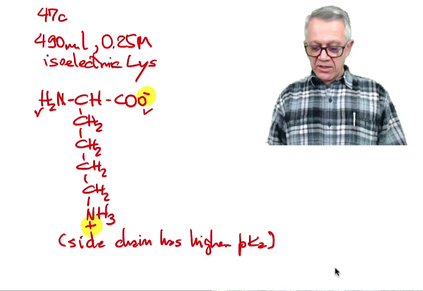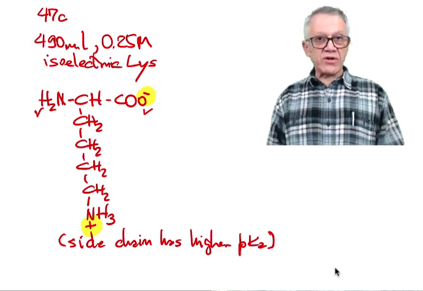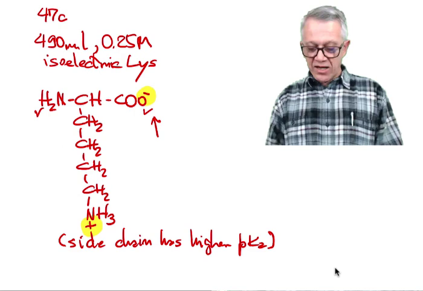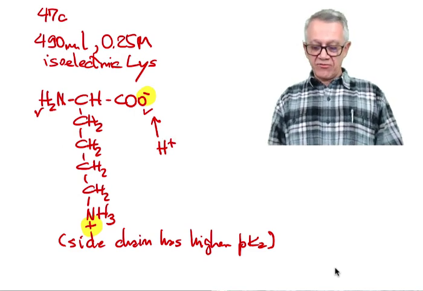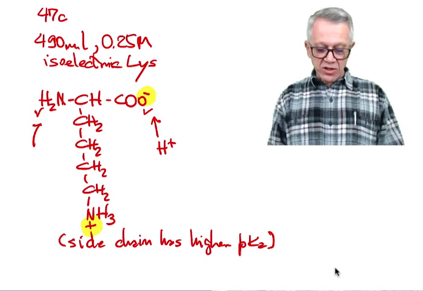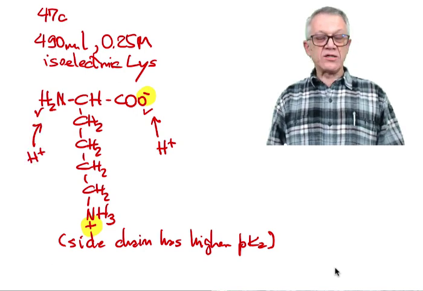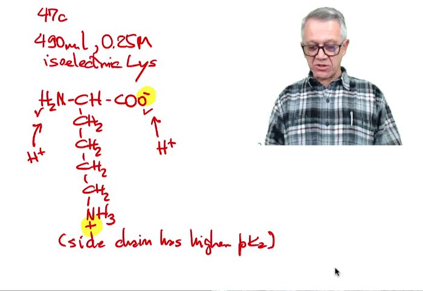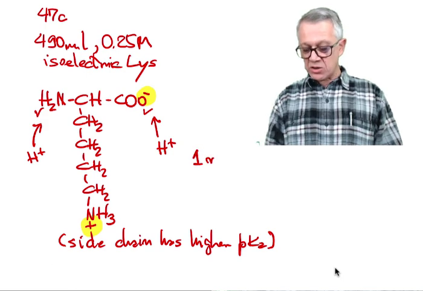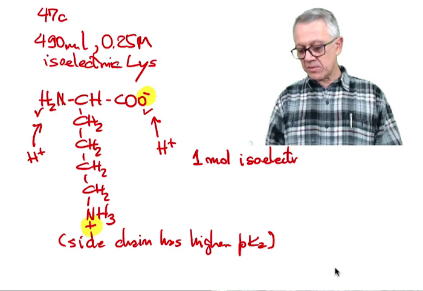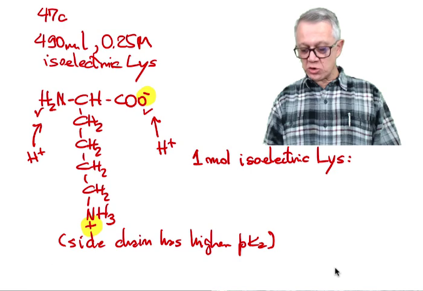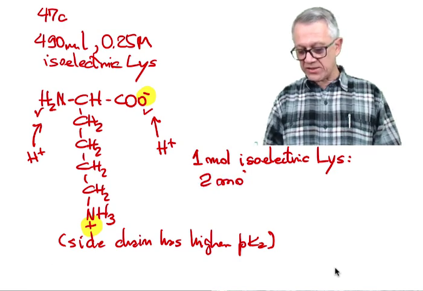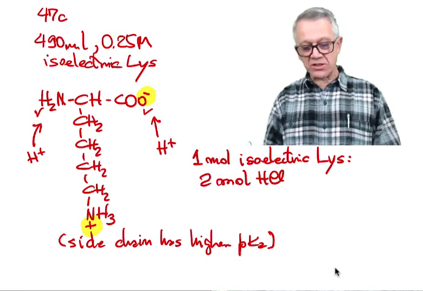So now we know that in order to titrate this thing completely, we needed to have 1 mole of protons from HCl from here, and we need also another mole of proton from here. So this is a different relationship. This relationship now is 1 mole of isoelectric lysine is going to require 2 moles of HCl, right? It's a case by case, 2 moles of HCl.